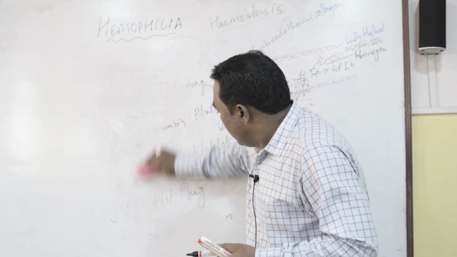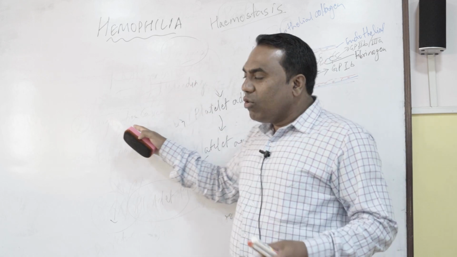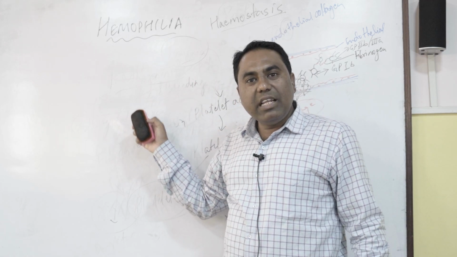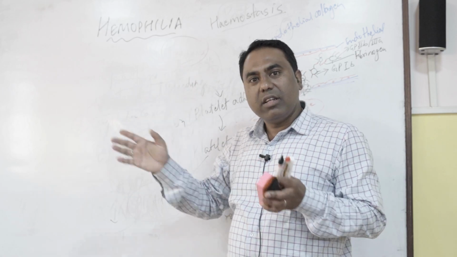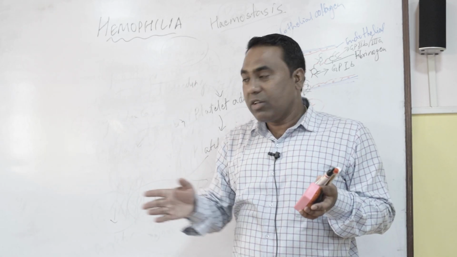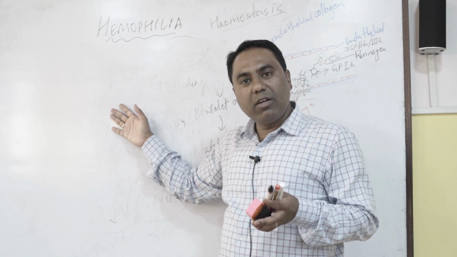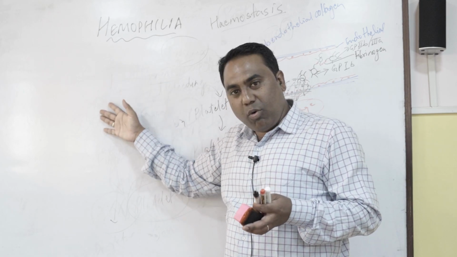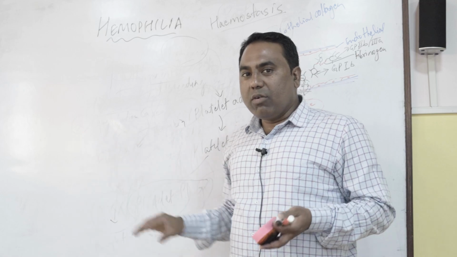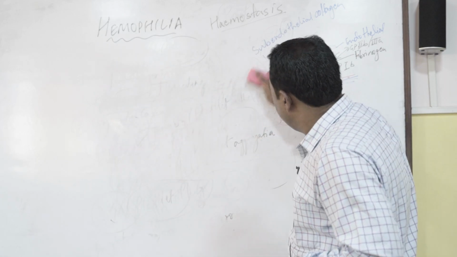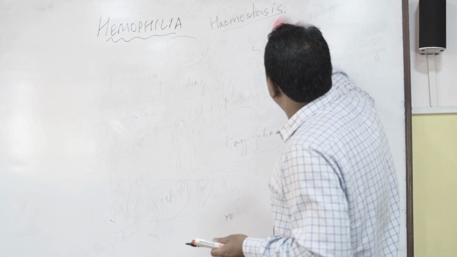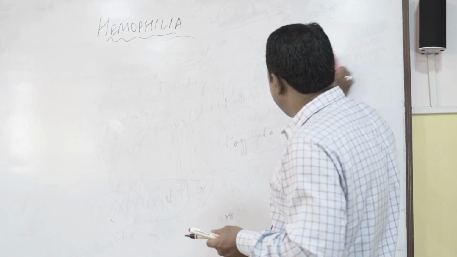Now I will not go into detail of this coagulation cascade. I'll just share the slide, the coagulation cascade. You all can just go through that coagulation cascade, what is happening, what are the different types of blood clotting factors which are playing their role in the coagulation cascade. You all can see that. Now coming to the next subtopic of hemophilia.